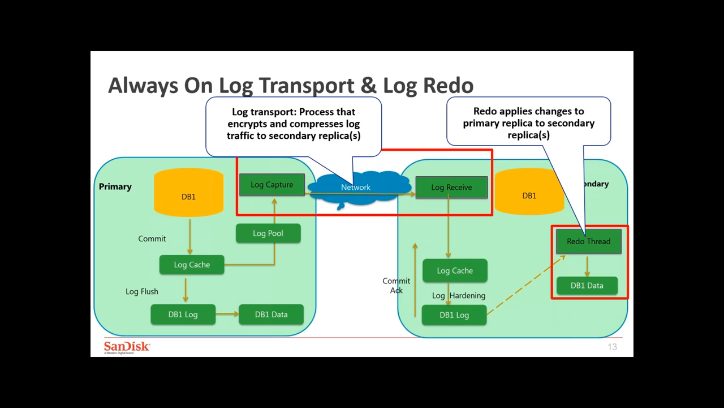This is the redo process. This is once the data does get to the secondary, it's received by the log, hardened on the secondary log, and then it's applied, redone, to the availability group databases on the secondary replicas. You can think about redo simply as a continuous restore thread that applies the changes made on the primary replica to the secondary replica databases. Okay, so there's two important concepts, log transport and redo, and we'll be talking about those in a non-trivial fashion as we walk through the deck.